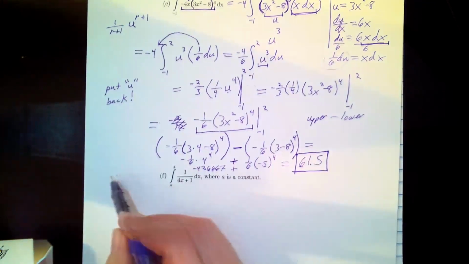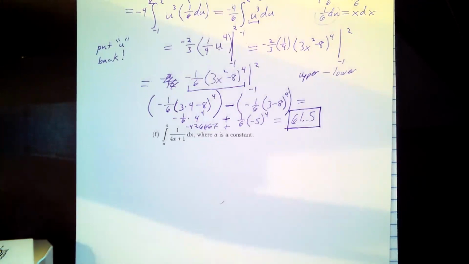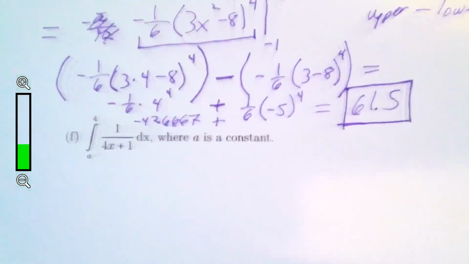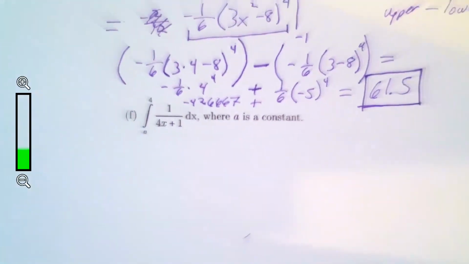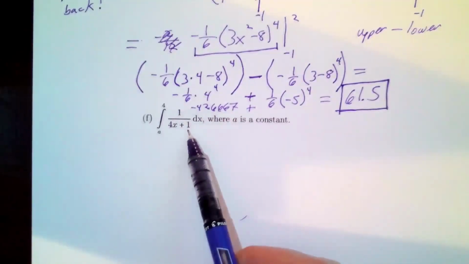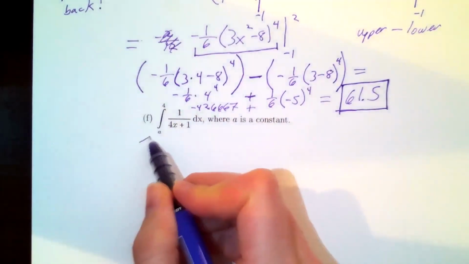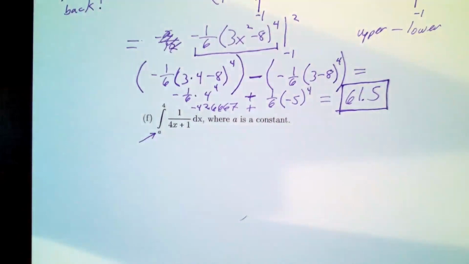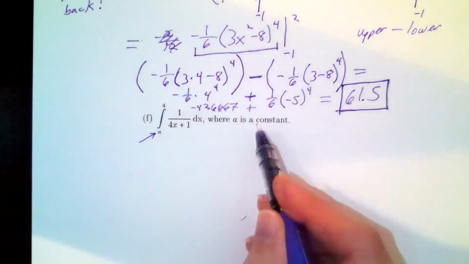So now let's do part F. Getting lots of practice with definite integrals today. Find the antiderivative of 1 over 4x plus 1 to be evaluated from a to 4. Now, if you notice, this bound is a letter instead of a number. That is the letter A. But we're going to treat that as a number and pretend it's a number and plug it in at the end like we always would. So A is considered to be some constant.